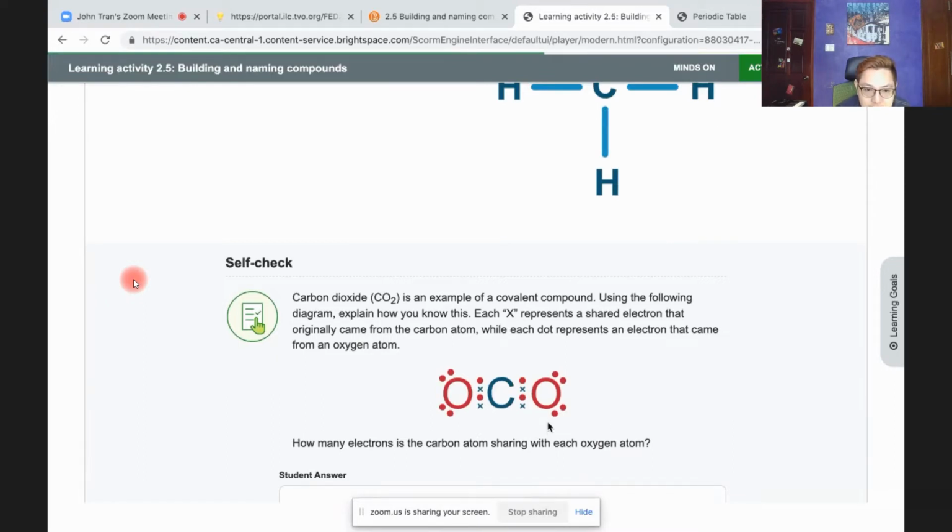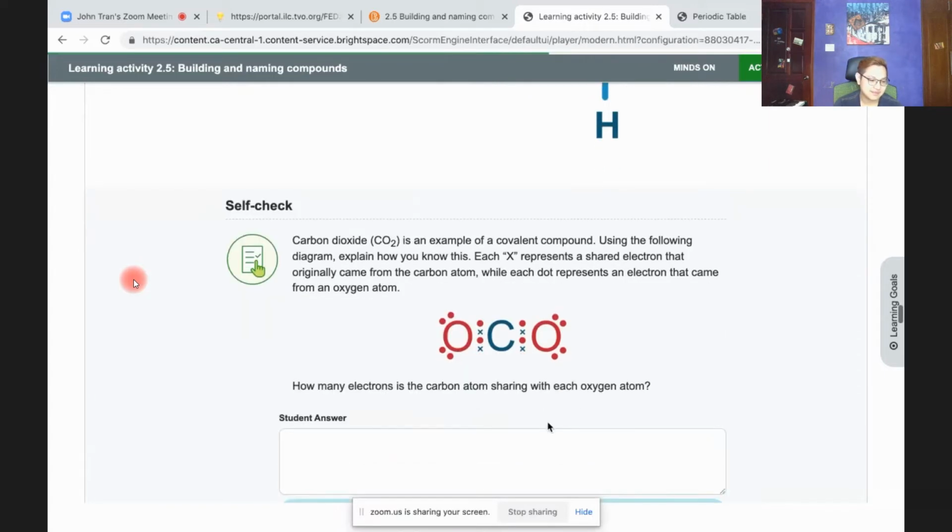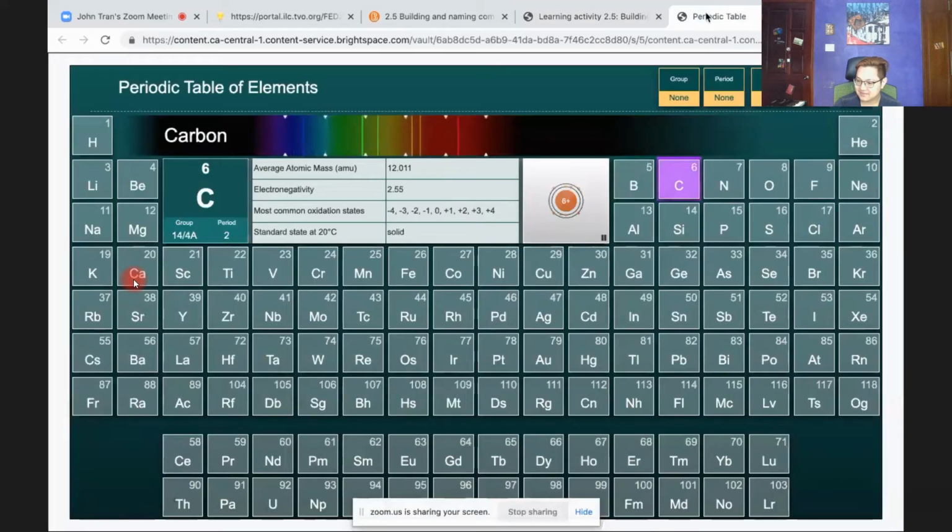Each X represents a shared electron that originally came from the carbon atom, while each dot represents an electron that came from an oxygen atom. How many electrons is the carbon atom sharing with each oxygen atom?